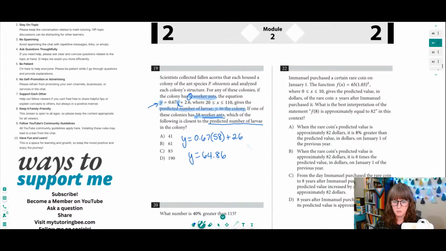Oh, I'm sorry, 2.6. I forgot a point in there. I knew that didn't look right. That equals, Y would equal 41.46. So there's a lesson for us there. The decimal is very important. So this one is closest to A for our answer on that one.